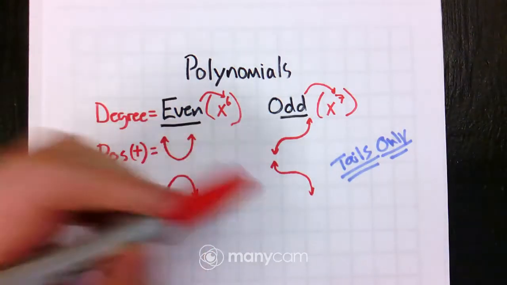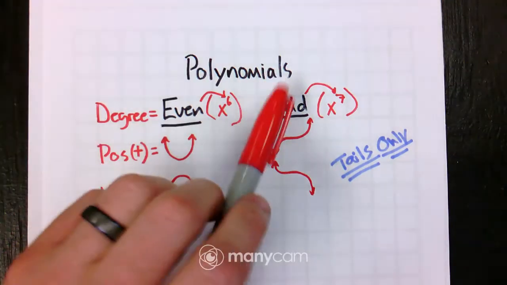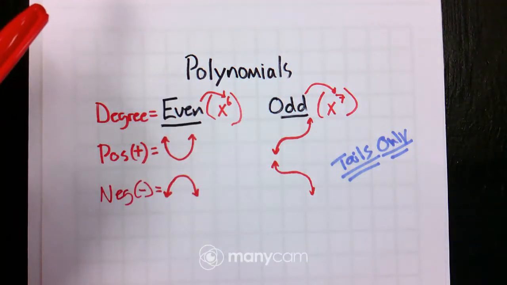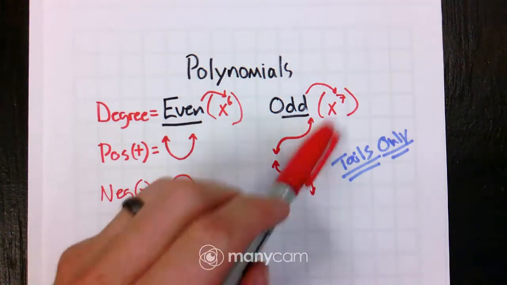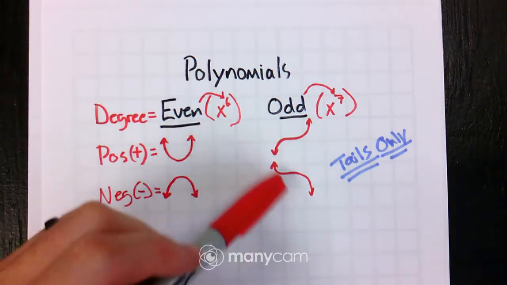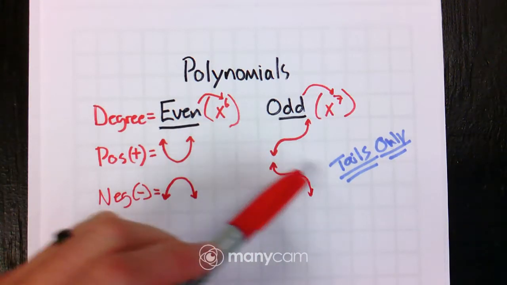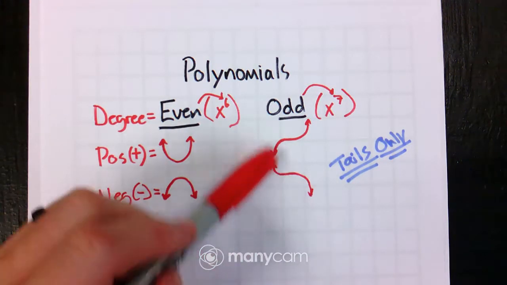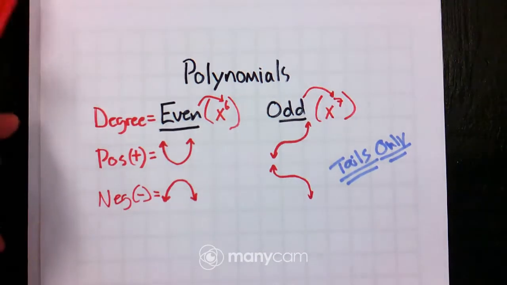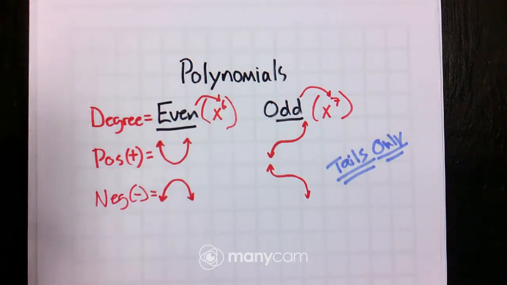So there's an asymptote. If there's a vertical line, and if there's limits here, which you haven't learned about yet, so I can't say that, then that would not be a polynomial. Okay?